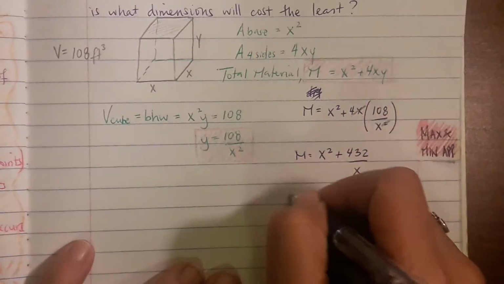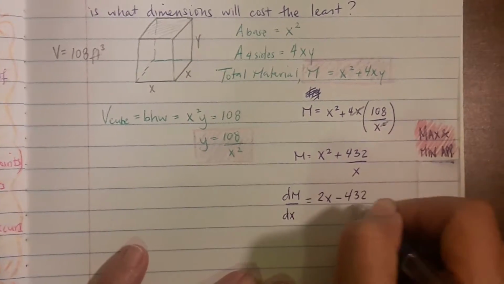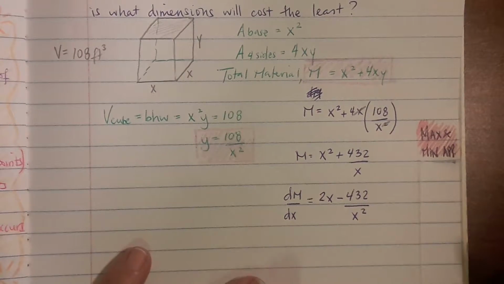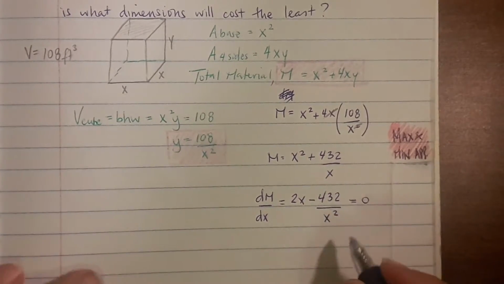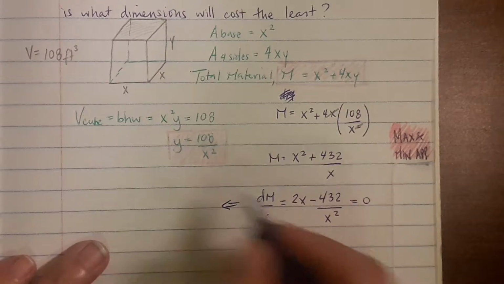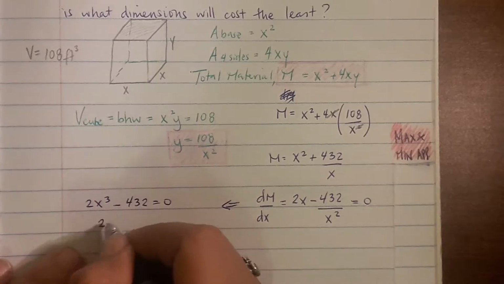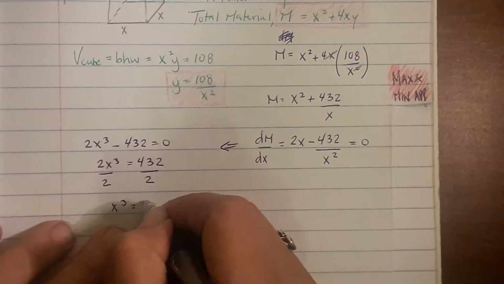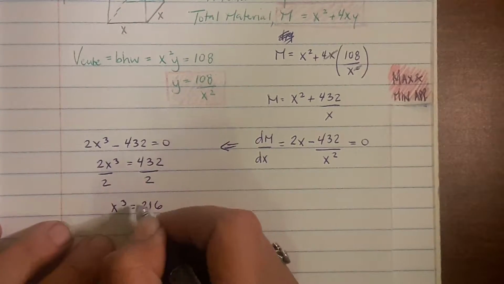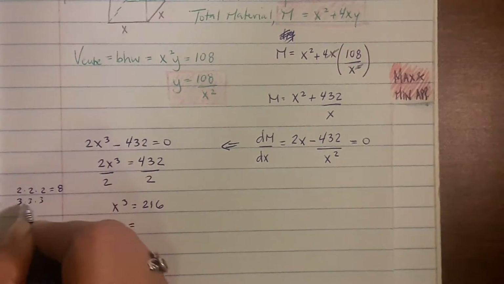So taking the derivative of this with respect to x, it's going to be 2x minus 432 over x squared. And now we're going to set that equal to 0 in order to find the critical points for the maximum or minimum. So what does that mean? I'm going to multiply everything by x squared. So I'll get 2x cubed minus 432, because the x squared on top cancels with the bottom. Then taking 432 to the other side, dividing both sides by 2, we're going to get x cubed equals 216. And then what number multiplied by itself 3 times is going to give me 216?